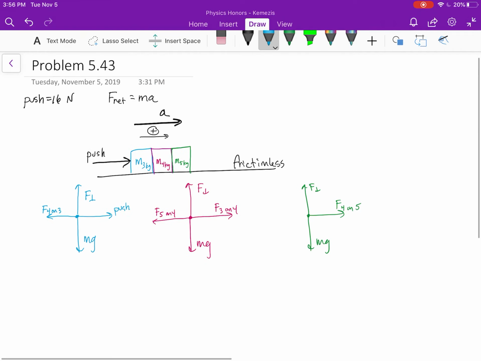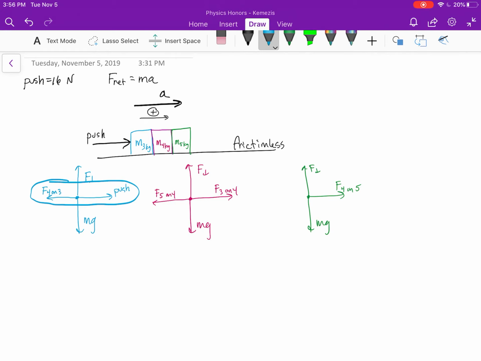So if I'm thinking about Newton's second law for our first object, the mg and the normal force cancel each other out. These boxes aren't moving off the table or into the table. So we're only thinking about the forces that are in the horizontal direction. And in this case, it's the push going to the right and the force of 4 on 3 going to the left. And since they are in opposite directions of each other, one is positive and one is negative.